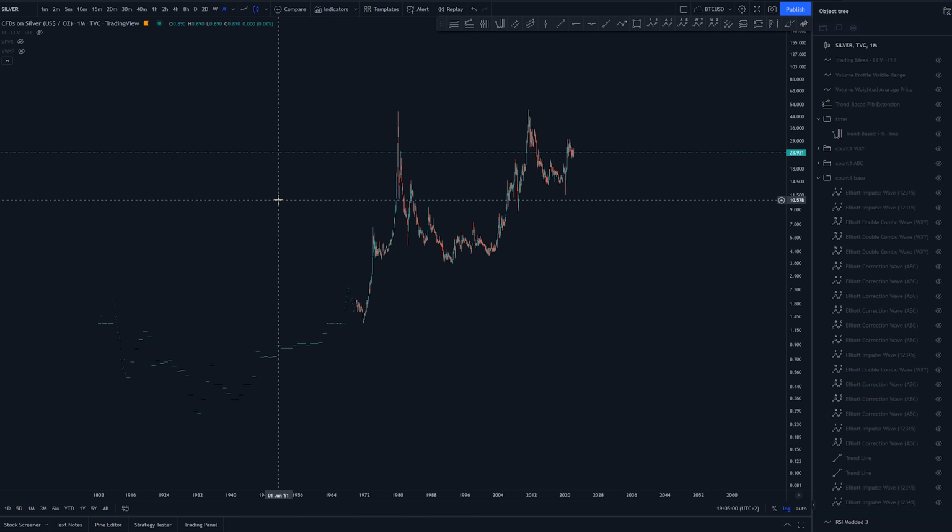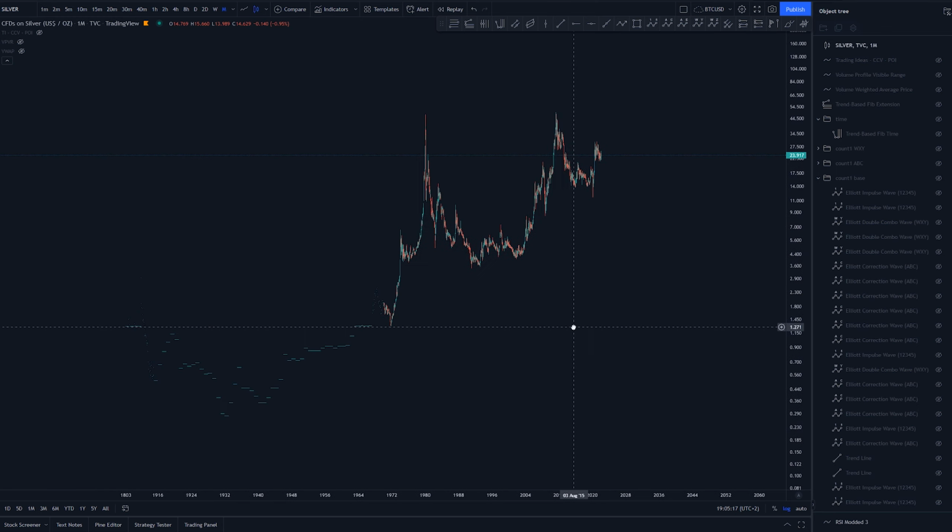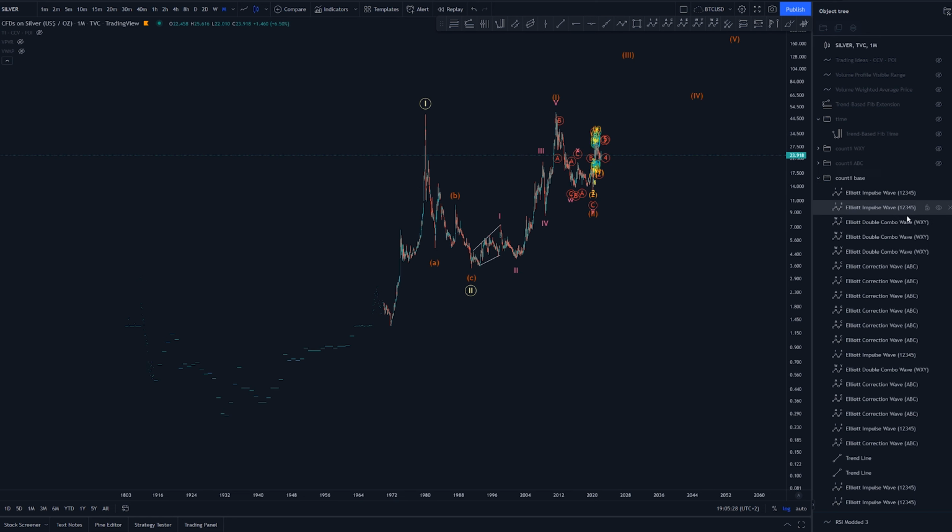Hey, it's H here, and on today's video we're checking out silver. This chart is on logarithmic scale and can be found on TradingView, TVC, CFD on silver, US dollars against ounces. This is a monthly time frame, and I've got a couple of different Elliott Wave counts to show you on the big picture and some differences around this area. So let's get right into it.